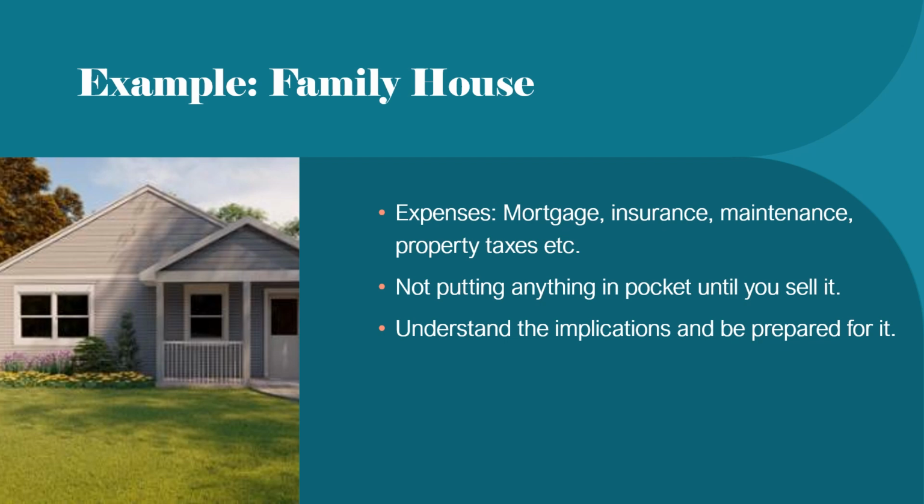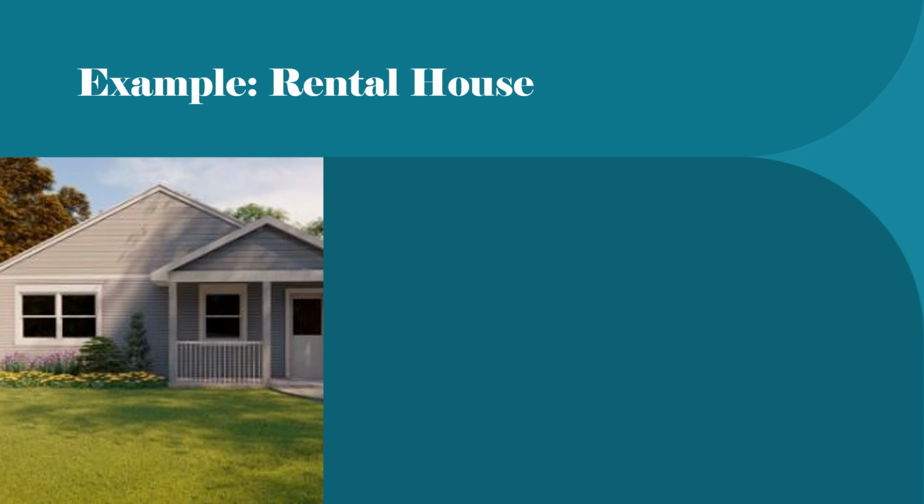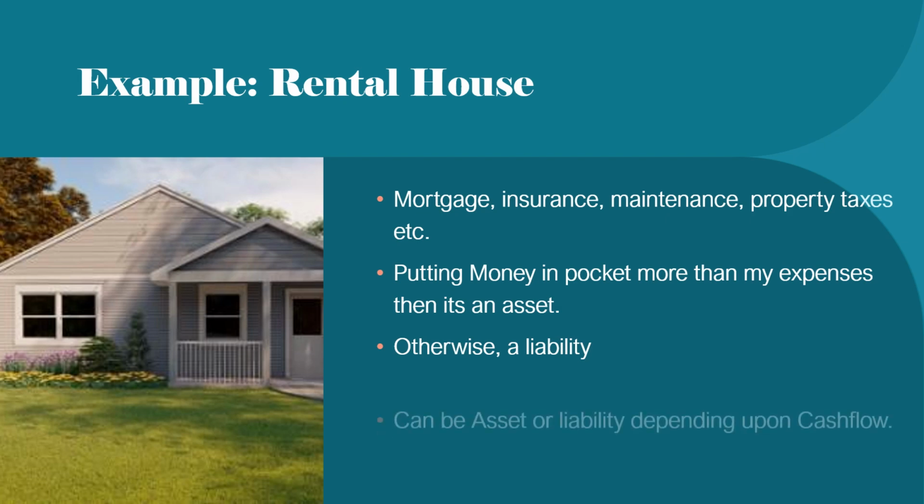Now, let's see our income statement. There are various expenses added to the expenses section, and this happens to your cash flow. In this case, it would be a liability and not an asset. Now let's say it's a rental house. You still have the same expenses as the family house, but the rent is adding to your income as well. Now, if income is more than your expenses, it is an asset. Otherwise, it's a liability. So, we can say that it can be both an asset or a liability depending on the cash flow.